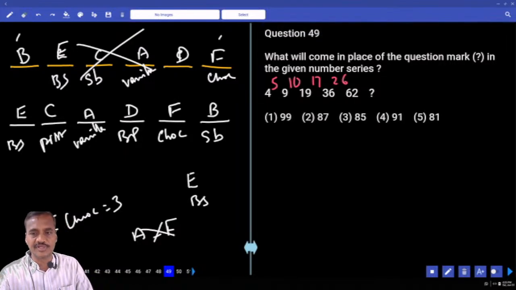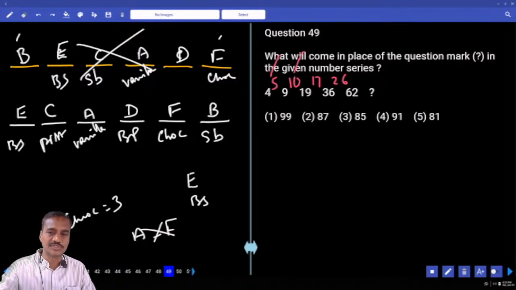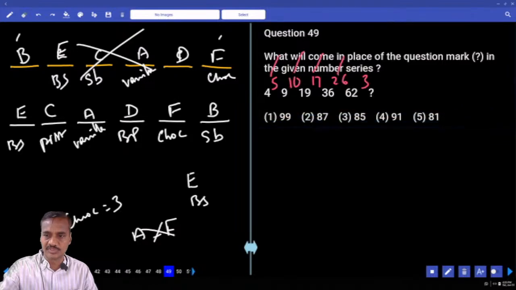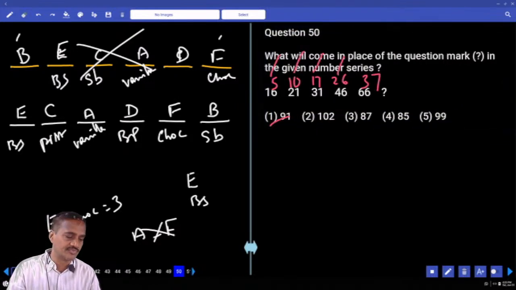What are these numbers? 5, 10, 17: 2 squared plus 1, 3 squared plus 1, 4 squared plus 1, 5 squared plus 1, 6 squared plus 1, which is 37. 2 plus 7, 9 raval. 900, choice 1, question number 49.